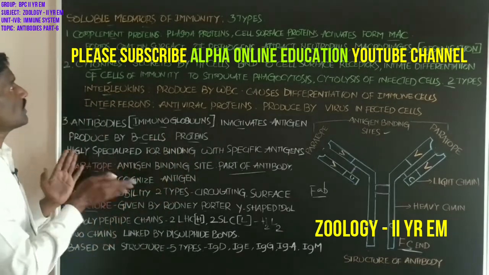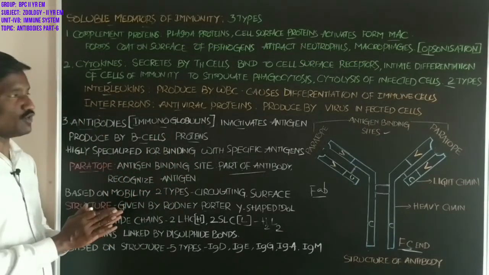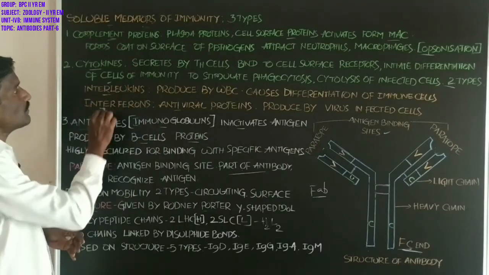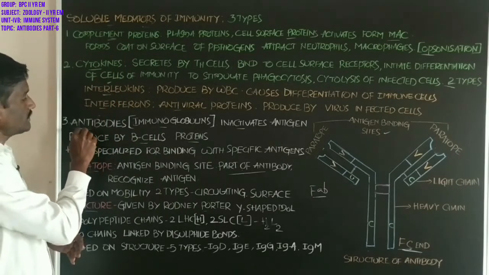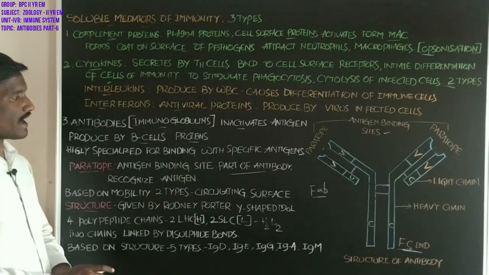Student, it is about the soluble mediators of immunity. One is complement proteins, another one is cytokines, and the third one is antibody.